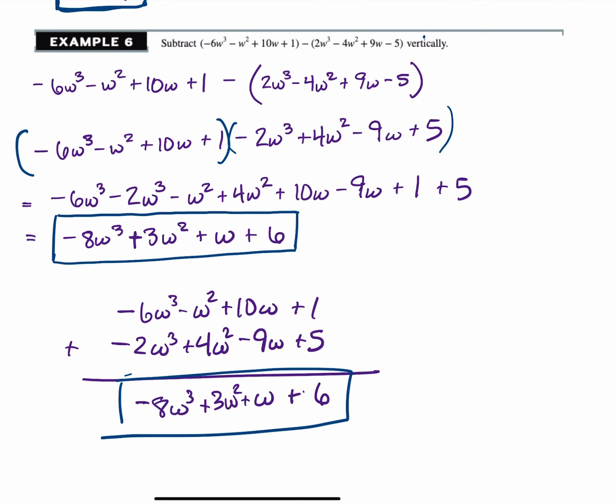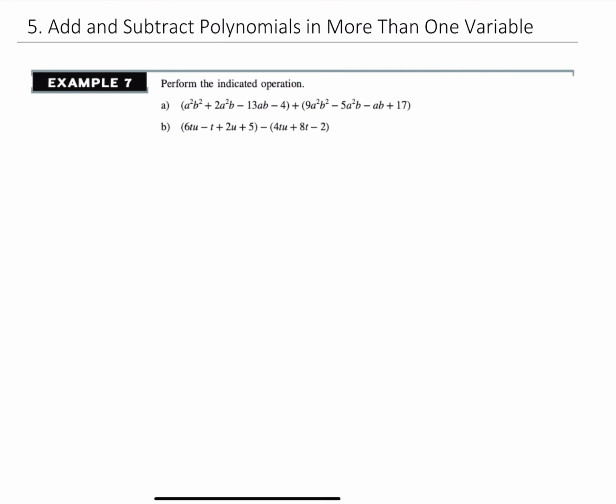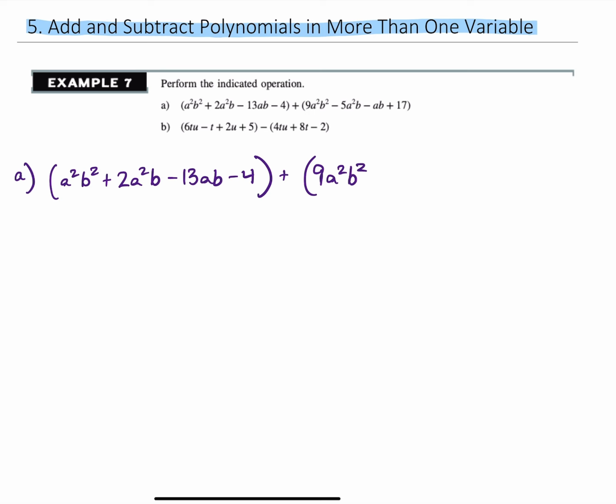So we can also do this if a polynomial has more than one variable. We still just need to combine like terms. So let's look at this first one. We have a squared times b squared plus 2a squared b minus 13a times b minus 4. And we're adding 9a squared b squared minus 5a squared times b minus a times b plus 17.